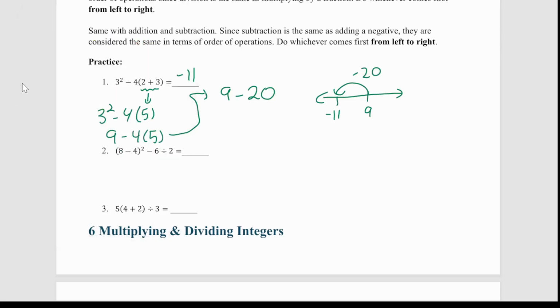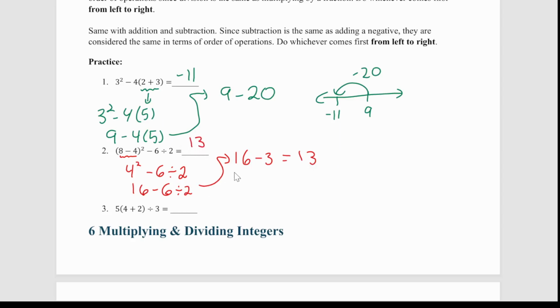Let's keep going. For the next one, we again want to tackle those parentheses first. 8 minus 4 gets me 4. We're going to square that, minus the 6 divided by the 2. Then we're going to want to do our exponents now that we're done with parentheses. 4 squared gets us 16, minus 6 divided by 2. Then we want to do any multiplication or division. We see 6 divided by 2, that gets us 3. And then 16 minus 3 gets us 13.